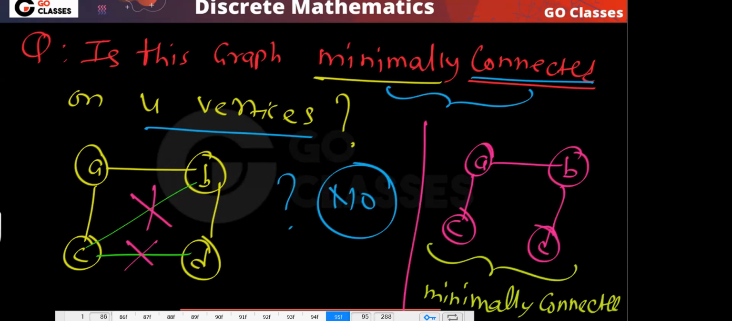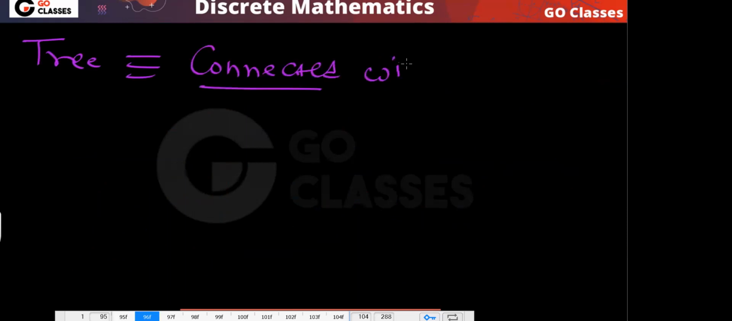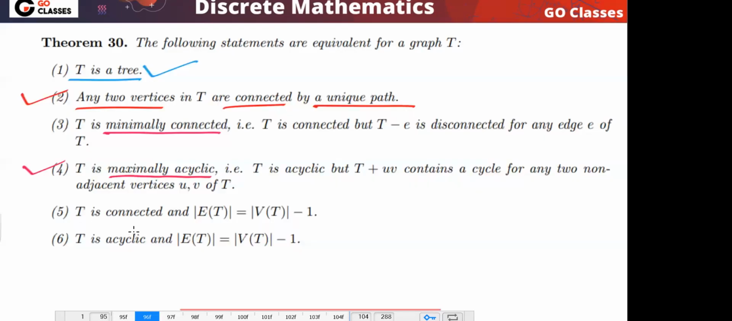So remember, tree means connected with minimum number of edges. This is the definition of tree: connected graph with minimum number of edges. Okay, so this is your another definition, minimally connected. This is another definition we have already seen, connected and these many edges. Also acyclic with these many edges.